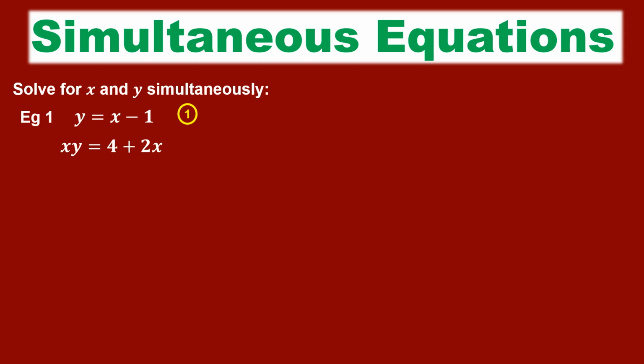So I've got two equations. I've got y is equal to x minus 1, and I've got xy is equal to 4 plus 2x. In my first equation, I've got y on its own, and that y is equal to x minus 1. So the first thing I'm going to do is where I see y in the second equation, I'm just going to replace it with x minus 1 instead.